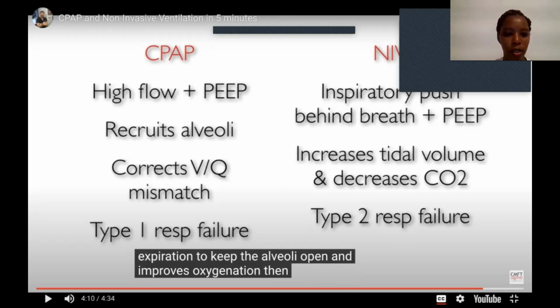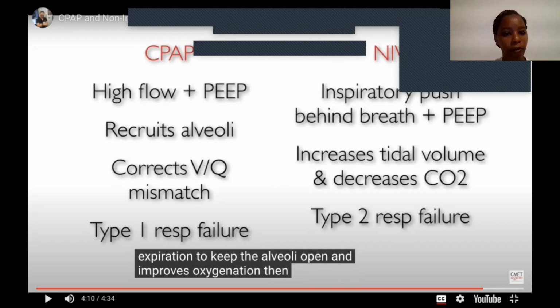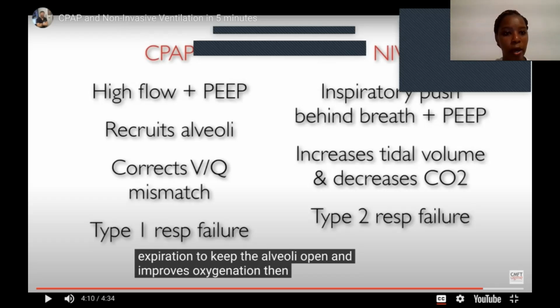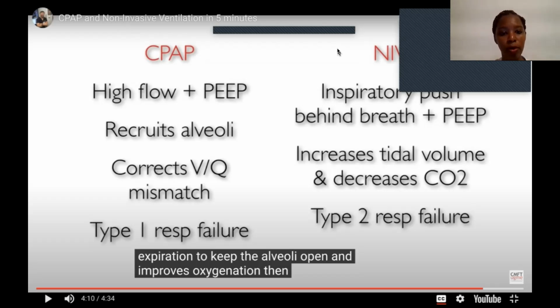So this is the summary of the difference between CPAP and the NIV. CPAP just gives high flow with PEEP, positive end expiratory pressure. It recruits alveoli, it corrects VQ mismatch, and it's mainly for type 1 respiratory failure. For the NIV, you're going to have an inspiratory push, which will be plus the PEEP now. So you're going to have pressure both during inspiration and during expiration. And so this helps to increase your tidal volume, and you're also going to decrease the CO2. This is used mainly for type 2 respiratory failure.